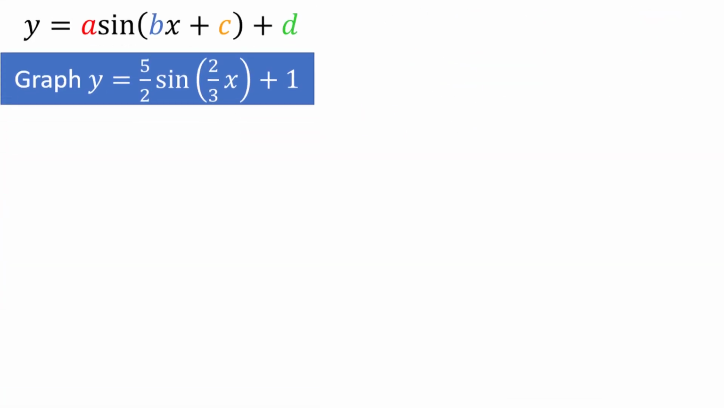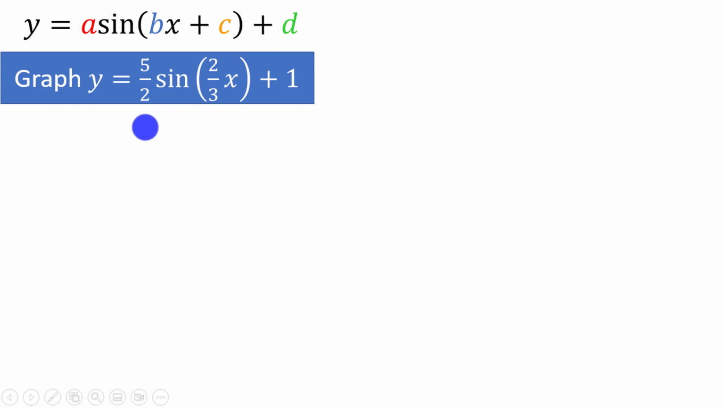Let's try this problem. We have y equals 5/2 times sine of 2/3 x plus 1. So now we have three things going on in this function. We have a value for a, which is going to represent a change in amplitude. We have a value for b, which is going to represent a change in period. And we have a value for d, which represents a change in the midline.